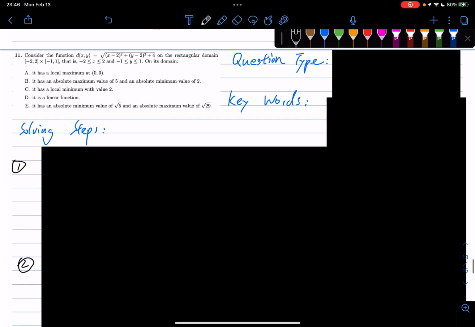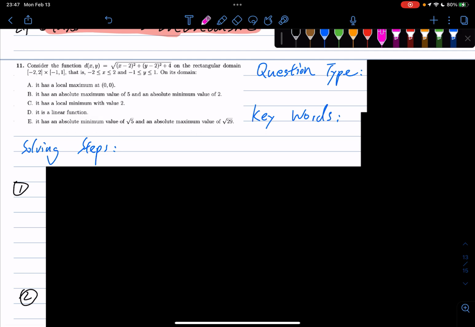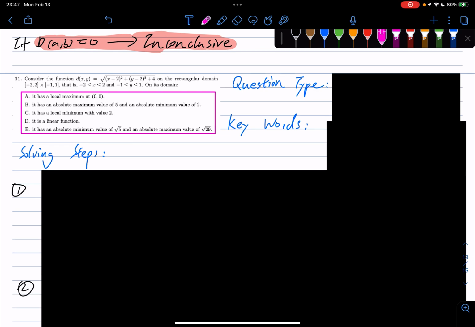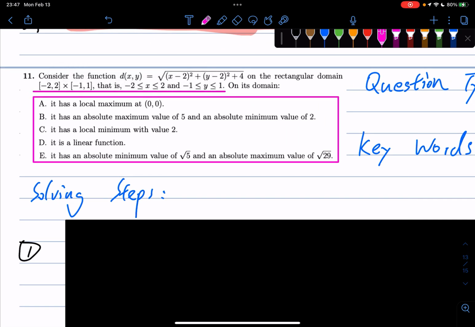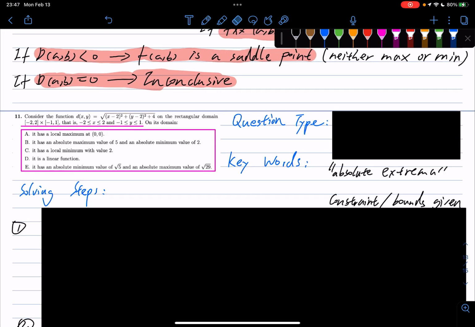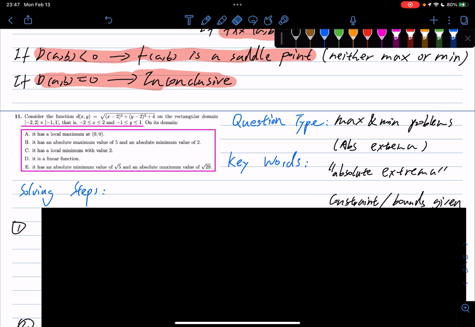For question number 11, consider the function as such on the rectangular domain, and it's asking you to answer questions about the function. Again, if we inspect the answer choices, we see a lot of terms about maximum and minimum, so I think you can get the idea that this is an extrema problem. But again, is it an absolute extrema problem or a local extrema problem? The key differentiation again is whether the constraint or bounds are given or not. In this case, the bounds are clearly given. These are the constraints of the function. Therefore it is absolute extrema.